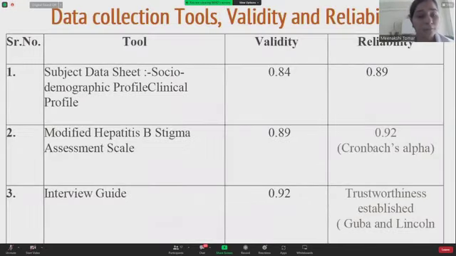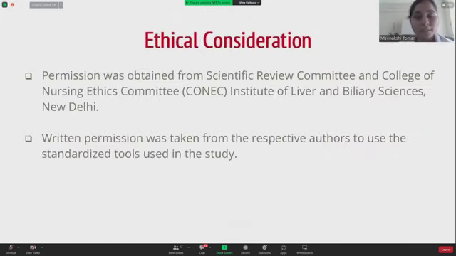Data collection tools. There were 3 tools used in the study. The first one was the subjective data sheet, which mainly included the socio-demographic and clinical profile, the second was the modified hepatitis B stigma assessment scale, and the third was the interview guide. For ethical consideration, permission was obtained from the scientific review committee and the College of Nursing Ethics Committee, ILBS New Delhi.